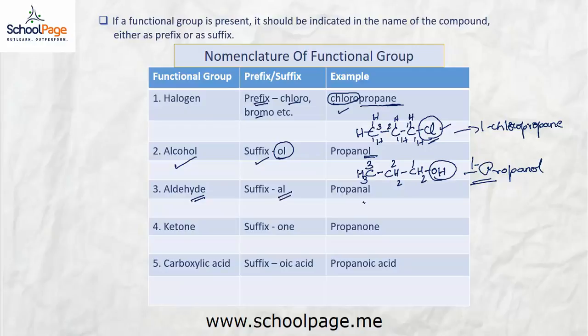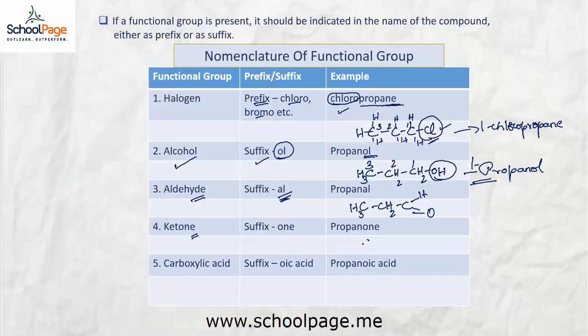Condensed structural formula: CH3, CH2, CH double bond O. The aldehyde group is added as a suffix to the name of the compound. So it becomes propanal. Now the next is a ketone group.